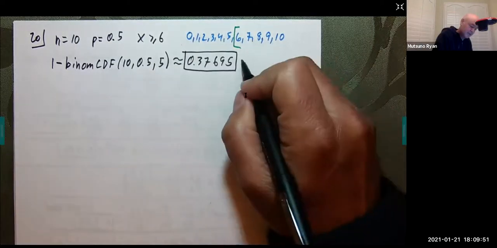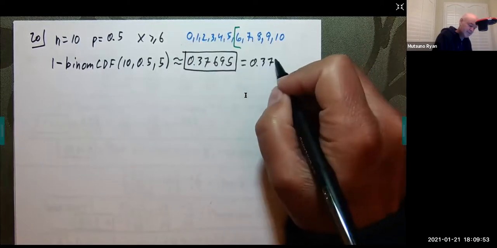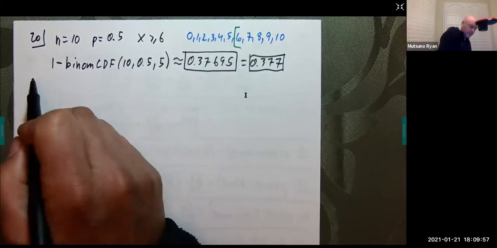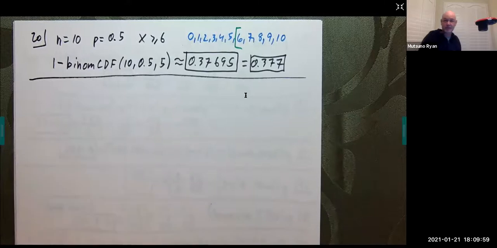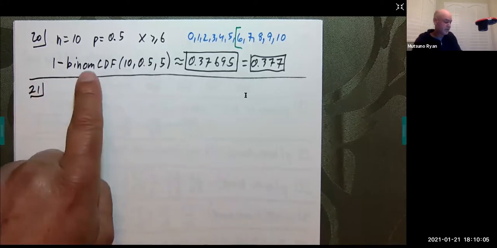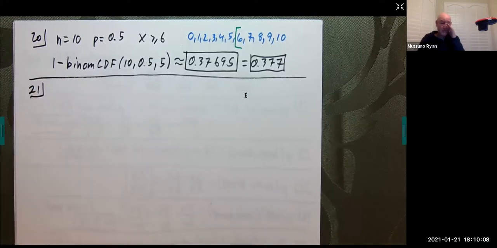And they say round to 3 places, that's fine, 0.377. Make sure you practice these with your calculator before the final, right? Make sure you're real comfortable with that. By the way, we know it's a binomial distribution because we have a success or a not success, a fail. Those are the only 2 choices. Bi means 2, right?